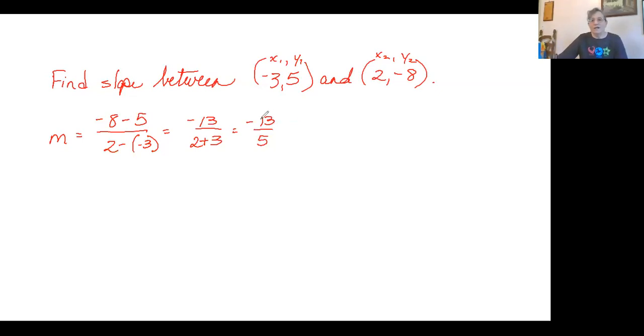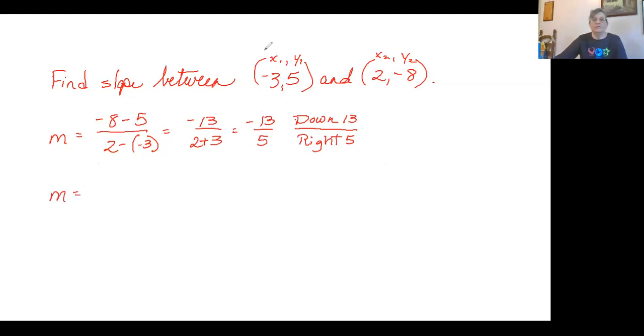That means the rise is negative, so it actually goes down 13. And the 5 is positive, so that would be 5 units to the right.